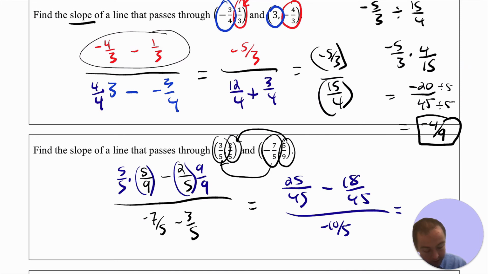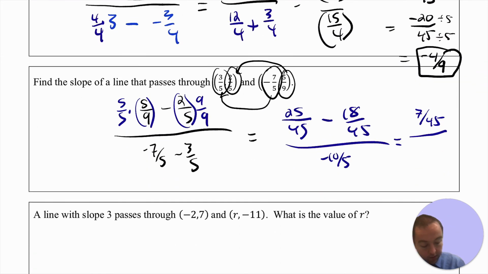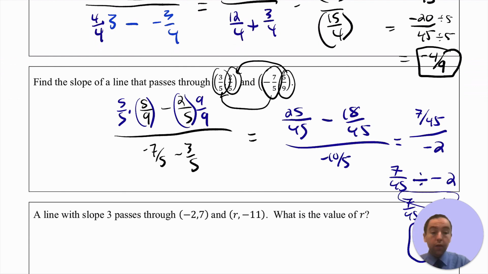So now we have 7 over 45, and negative 10/5 reduces down to negative 2. So really we just have 7 over 45 over negative 2, which if you think about that as 7 over 45 divided by negative 2, is the same thing as 7 over 45 multiplied by the reciprocal, which is negative 1/2. And then you can see that we're going to get negative 7, and 45 times 2 is 90. So negative 7/90ths would be the slope of that particular line there.